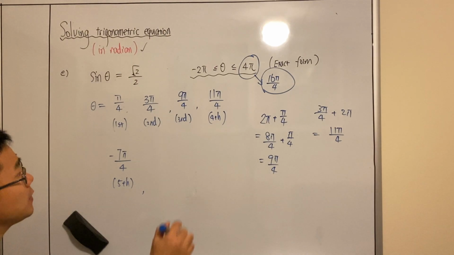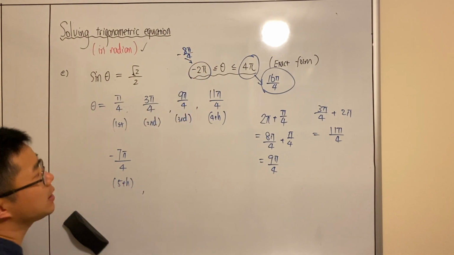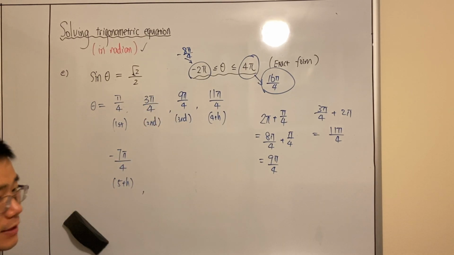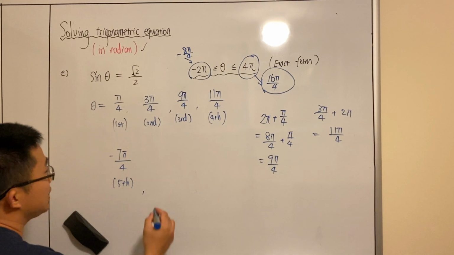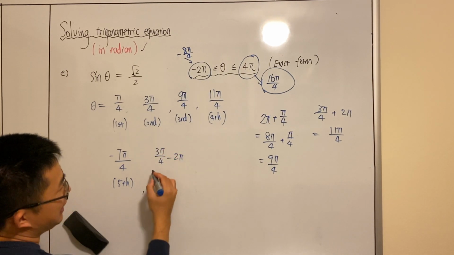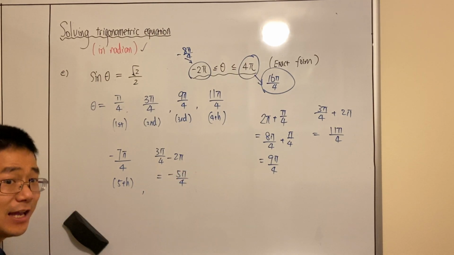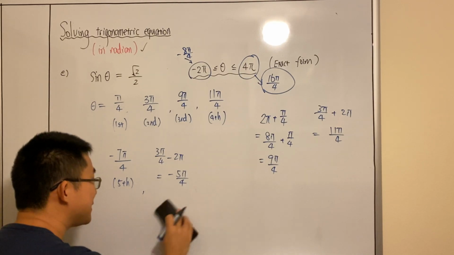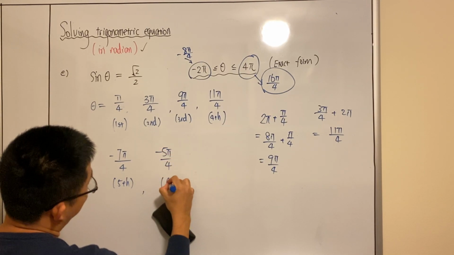Keep going, because this answer here is minus 8 pi on 4, so we need to keep going. Now we need to take the second answer, minus 2 pi, minus 360 degrees. So 3 pi on 4 minus 2 pi, and that becomes negative 5 pi on 4. As you can see, that step is really long. Negative 5 pi on 4, now that's the sixth answer.